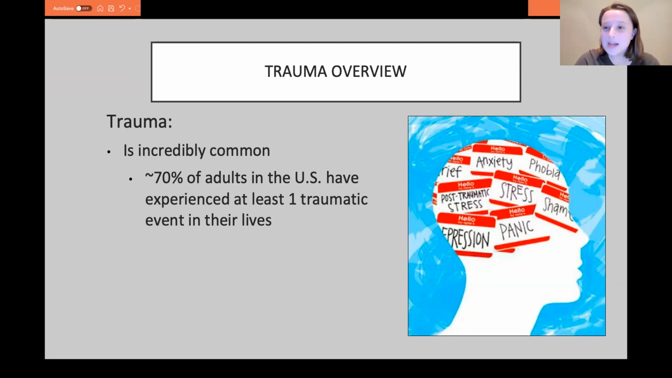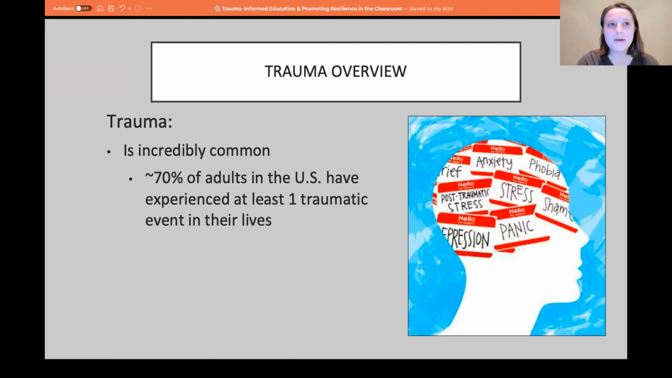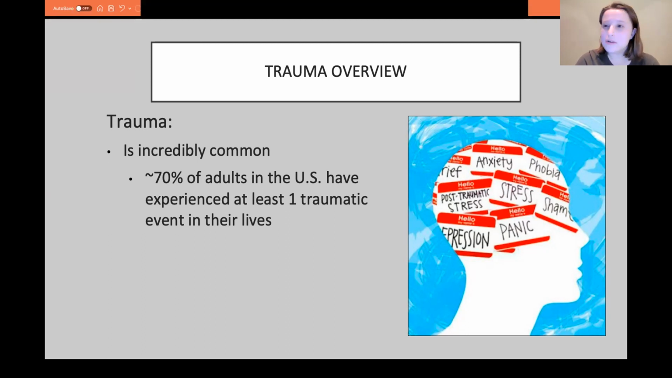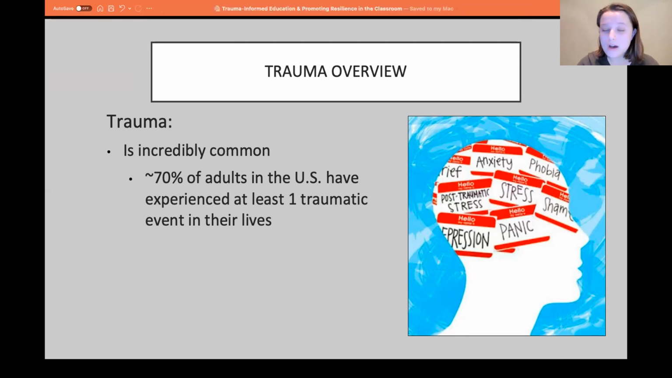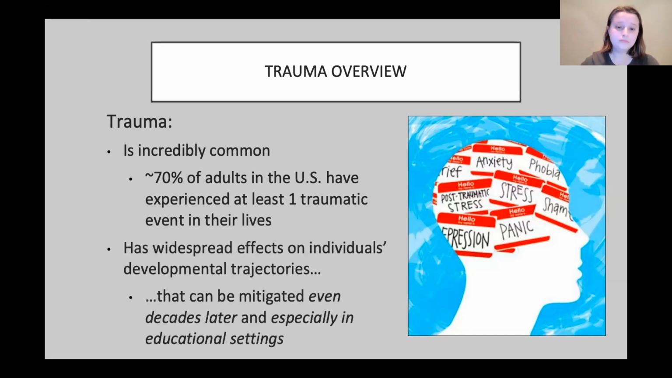Something I like to start out these talks with is saying that, first off, trauma is incredibly common. I think it is a common misconception that it's a rare thing that happens to a very small subset of people. It's actually incredibly common. Here in the United States, we can expect 70% of adults or more to report having at least one traumatic experience in their lives. That is a pretty high number that often surprises people.